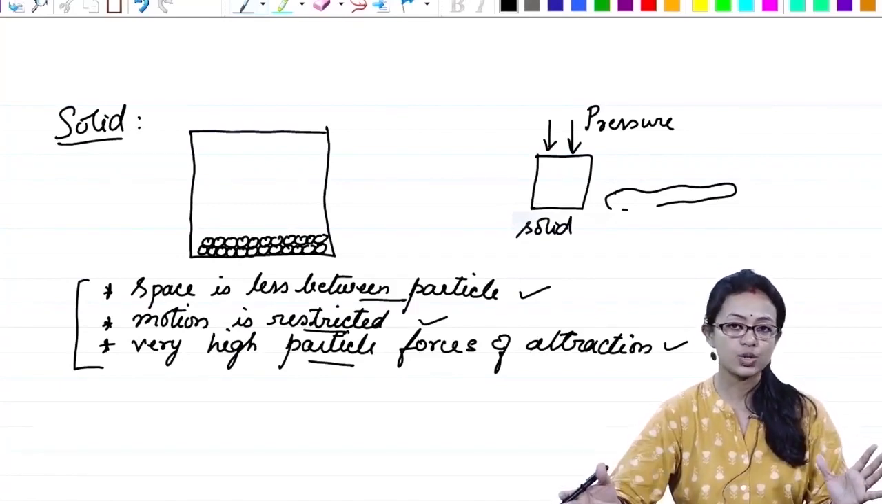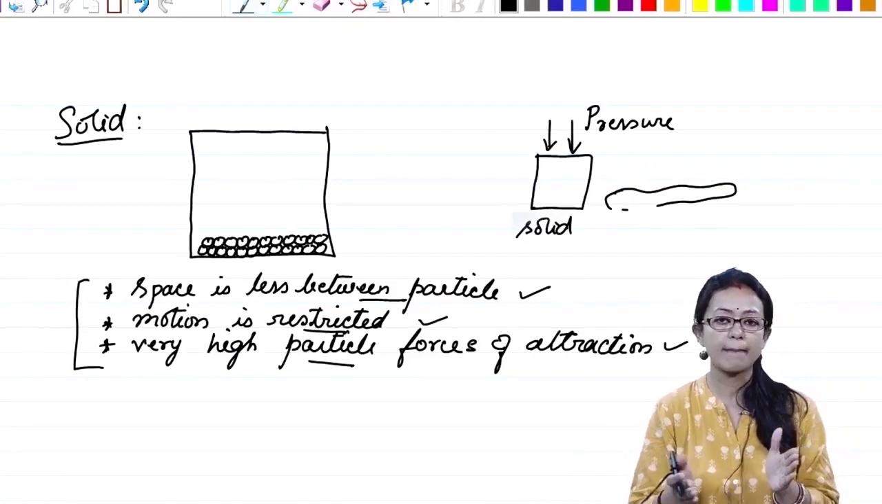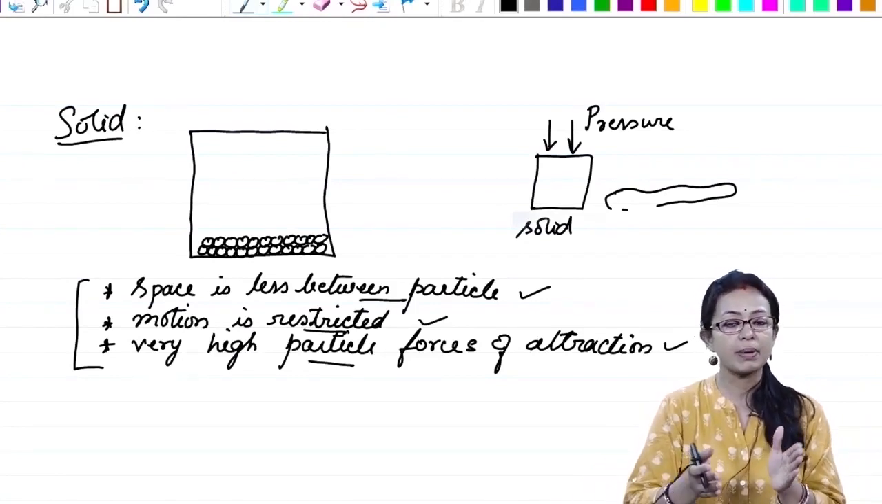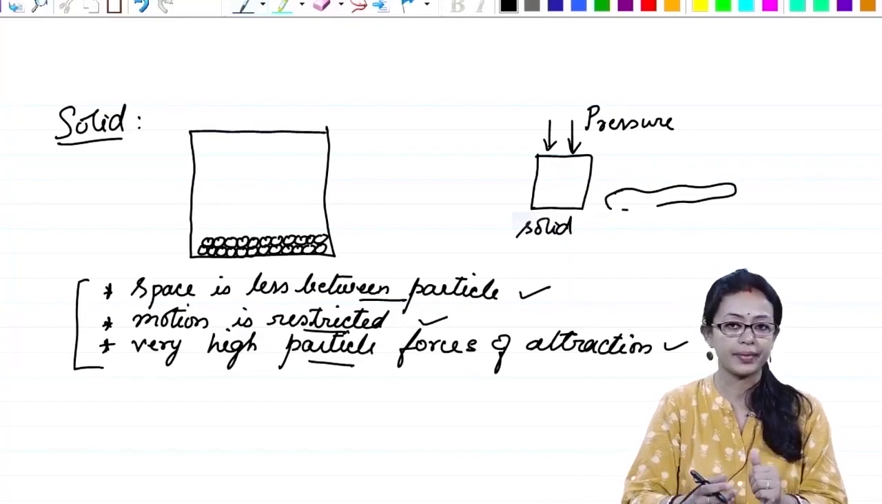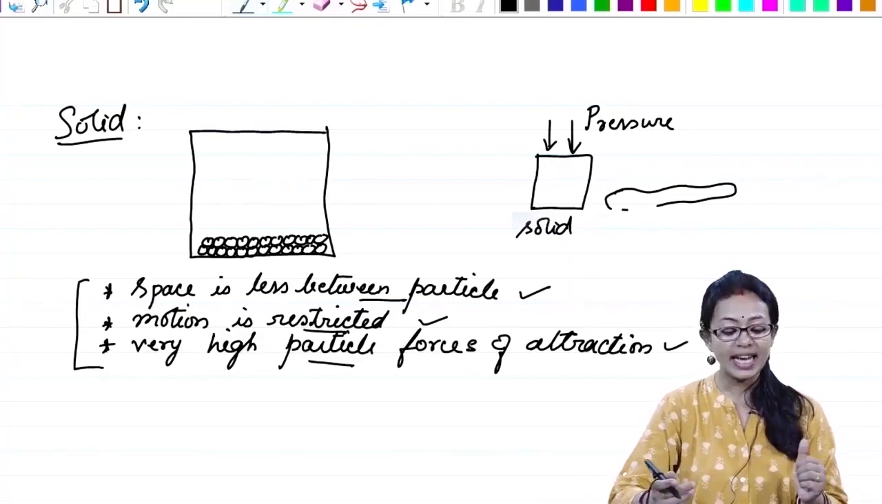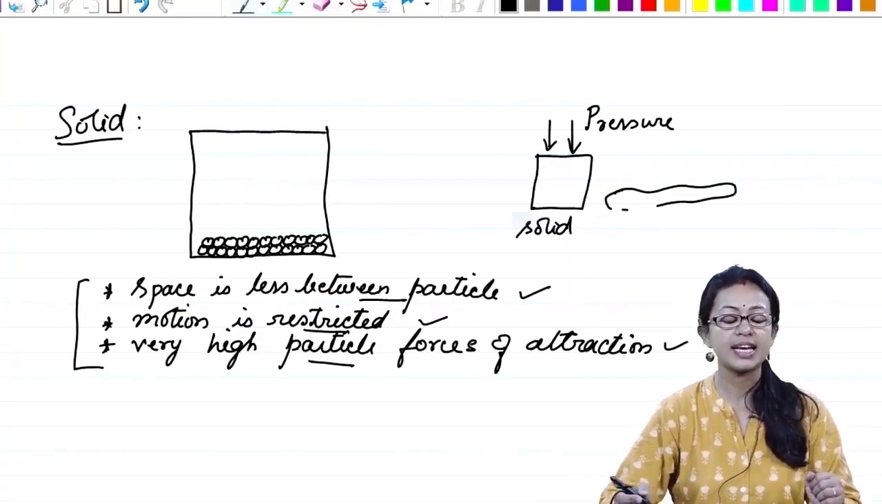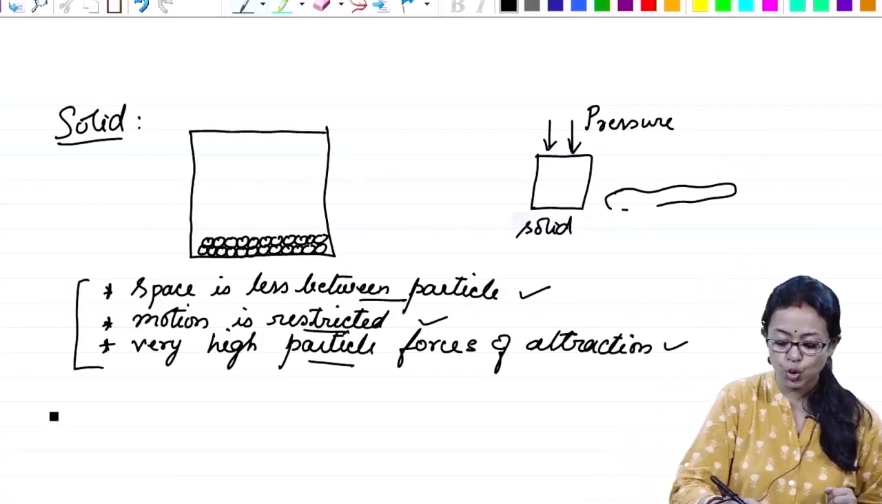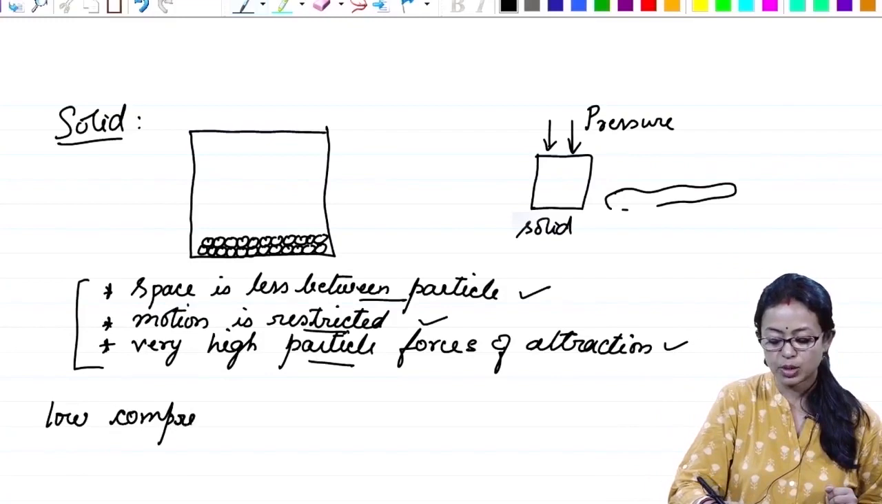The shape will get distorted. But the particles cannot come any closer to one another because the particles are already very close to one another. Fine. So in case of solid, the compressibility is very, very less. So low compressibility. This is one characteristic we find in case of solid.